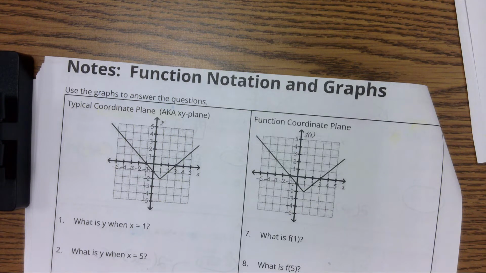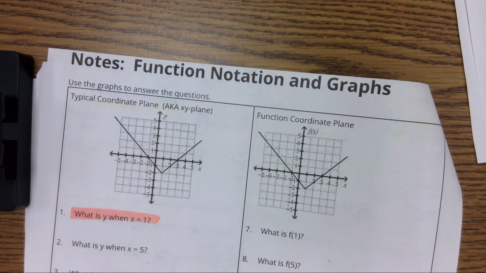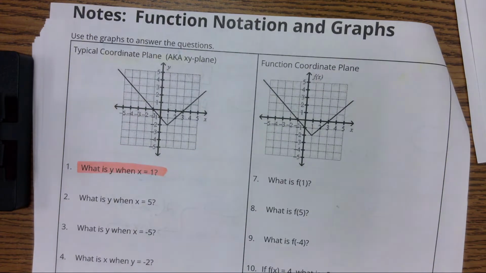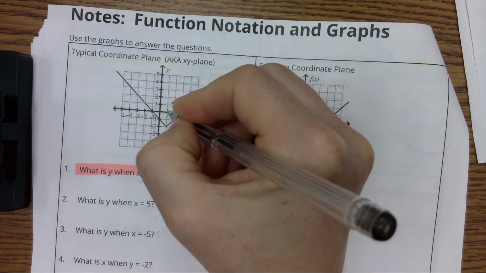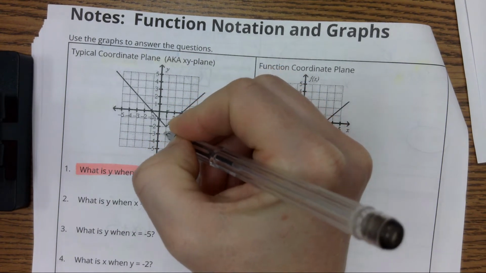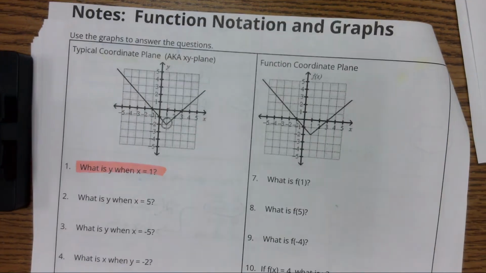Call function notation. On a graph, I might have in the past asked you, what is y when x equals 1? And so hopefully you would go to the graph and you'd go over to 1. Let's go over to 1 on the graph. And I want to know this value, that would be this point right here. What's the y value? -2.